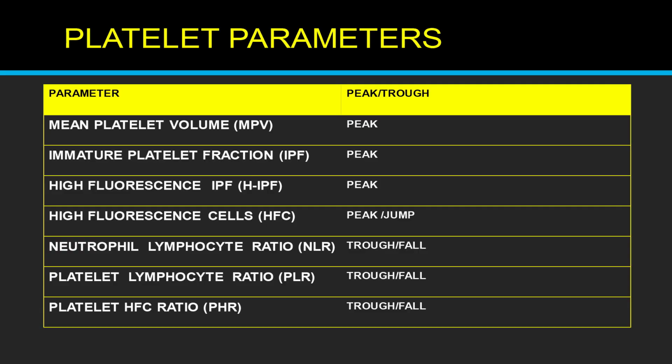So these were all the parameters that we evaluated: mean platelet volume, IPF, high fluorescence IPF, high fluorescence cells, neutrophil lymphocyte ratio, PLR, and platelet HFC ratio. The first 3 parameters were showing a peak value, just like IPF. In HFC, along with the peak, we also measured the HFC jump. That jump was classified as a 3 to 4 time rise from day to day, and that was considered the base point. For neutrophil lymphocyte ratio, platelet lymphocyte ratio, and platelet HFC ratio, along with the trough or the nadir points, we were also evaluating falls. That fall was classified as more than a 50% fall intraday.